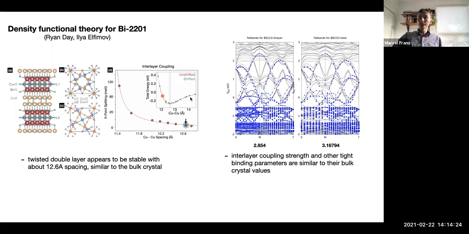This is the total energy of the system as a function of distance between the copper oxygen planes. And there's a clear minimum which occurs at roughly 12.6 angstroms, which is very close to the bulk separation in an untwisted crystal. So these systems should be stable. And there is evidence from the band structure that electrons tunnel between the two layers. It's just difficult to extract specific values of this tunneling matrix element.